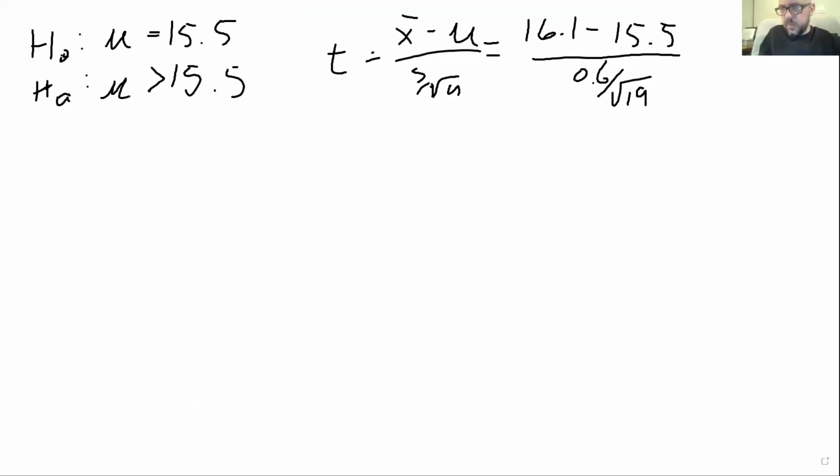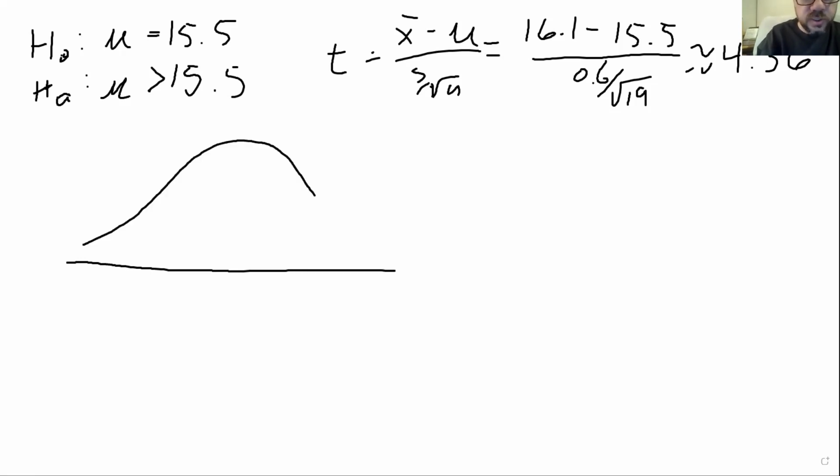About equal to, let me get my picture out of the way here. About equal to 4.36. Okay, so here's what we're going to do. Once we have calculated our t-score, I'm going to draw my distribution, right? You always want to draw your distribution, draw your null distribution. Here's mine. This is t with 18 degrees of freedom because our sample size was 19. Always centered at 0. 4.36 is over here. It's actually farther to the right, but that's fine. I just want a visual aid.